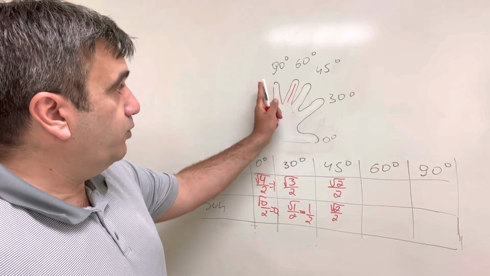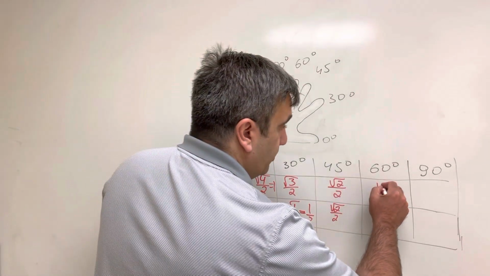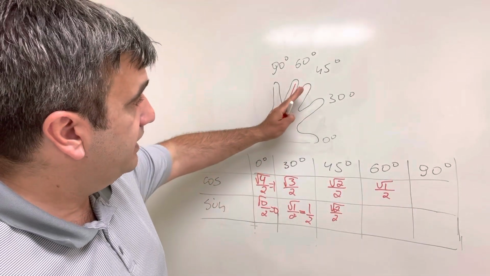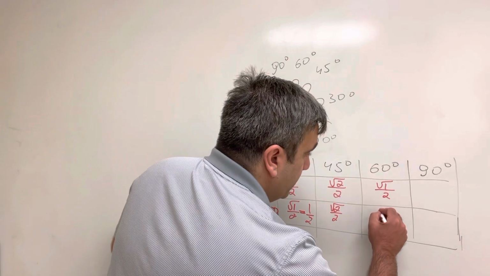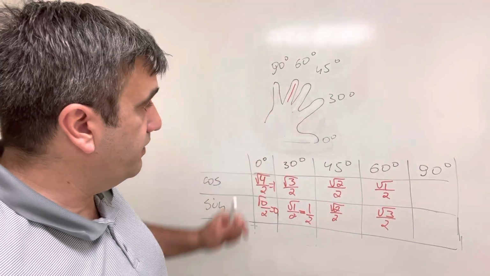60 degrees. For cosine we have 1 finger above this line, so square root of 1 over 2, same analogy. And for sine, it will be 3 fingers: 1, 2, 3. So it will be square root of 3 over 2.